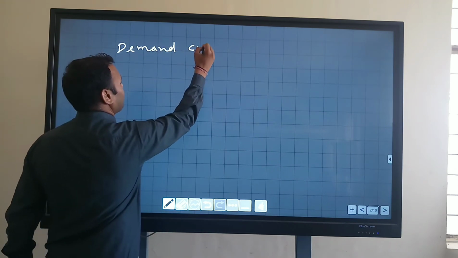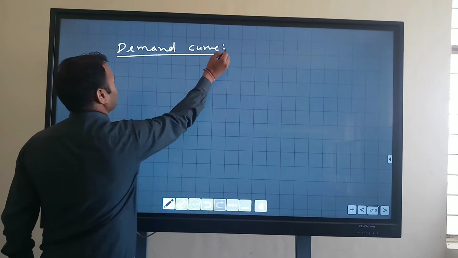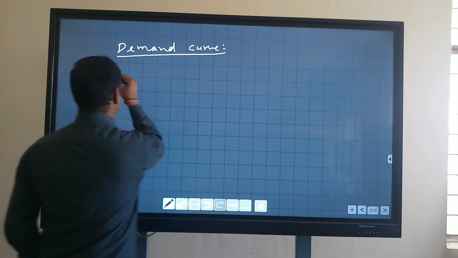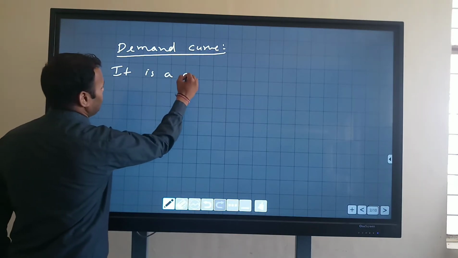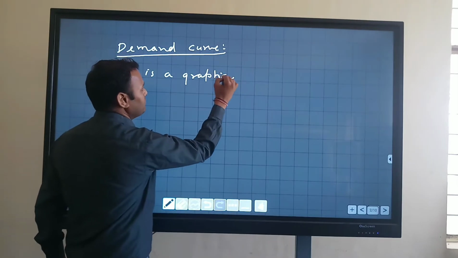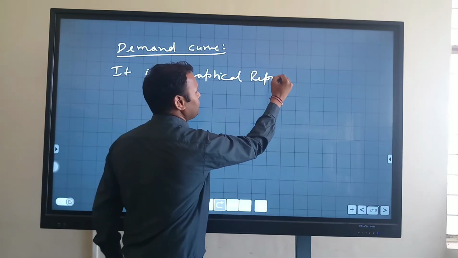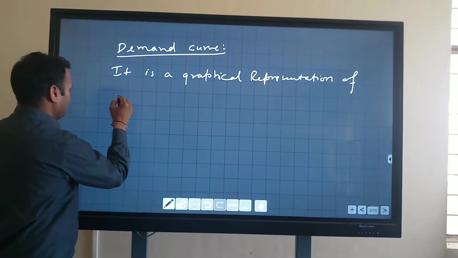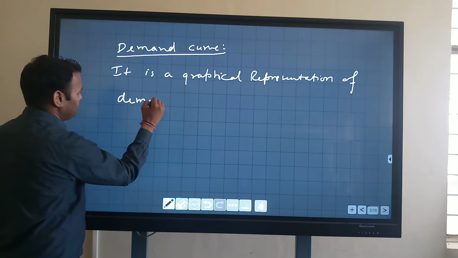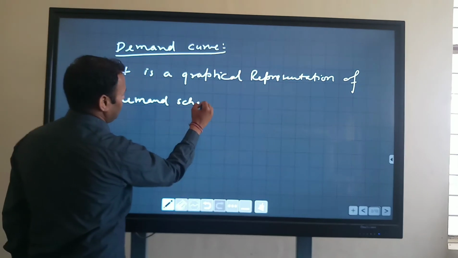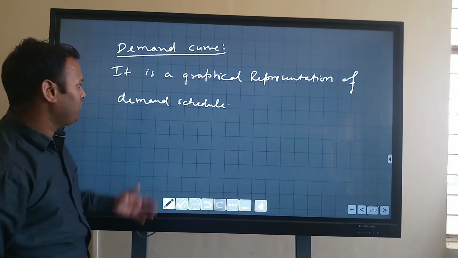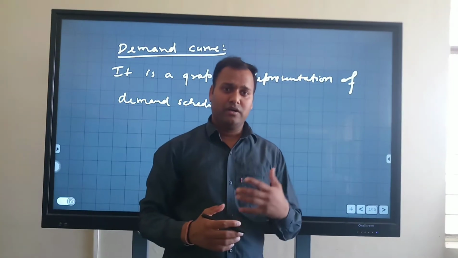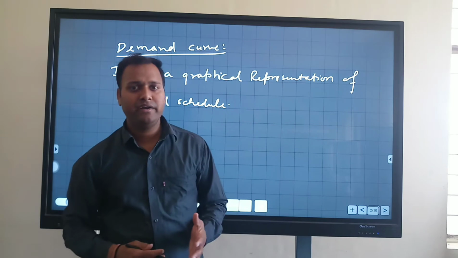Demand curve. What is the meaning of demand curve? It is a graphical representation of demand schedule. A graphical representation of demand schedule is called the demand curve. So the demand curve is basically the graphical representation of demand schedule.